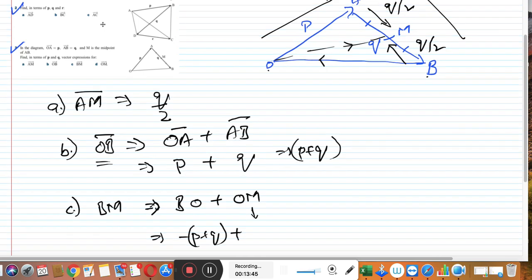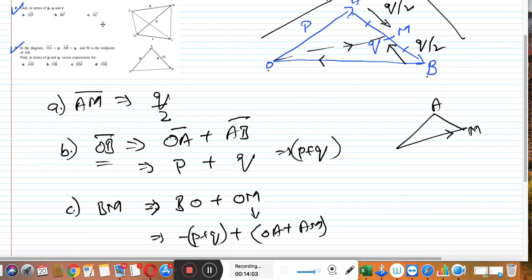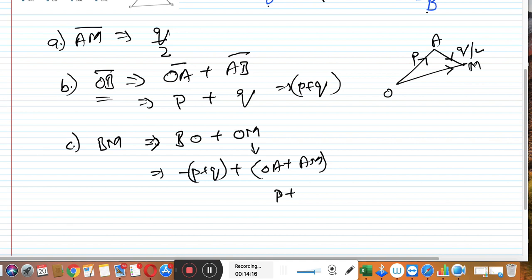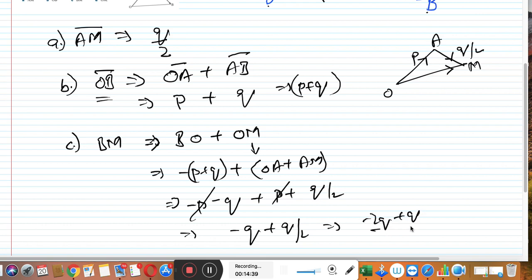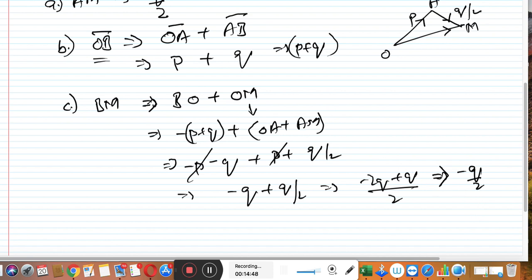OM is nothing but OA plus AM, because you are going from, I'm just drawing for you, OM, this is OA and AM. So this can be written as OA is your P, AM is your Q by 2, minus Q, minus P, minus Q. So this can be written as minus P, minus Q. So P and P gone. So minus Q plus Q by 2, which can be written as minus 2Q plus Q by 2, which is equal to minus Q by 2. So this is your final answer for BM.